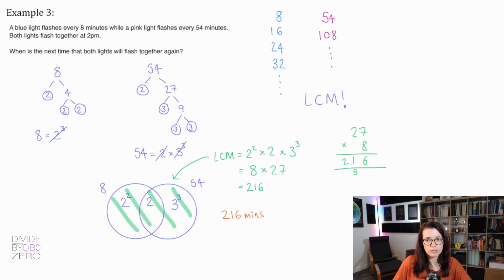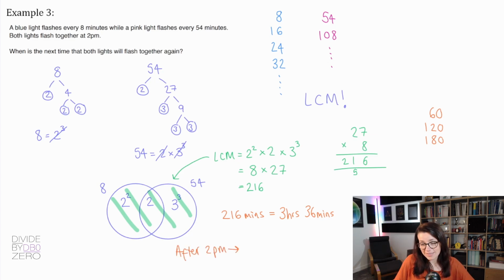However, the question wants to know the exact time after 2 p.m. that the lights will flash together again. So let's put 216 minutes into hours and minutes first. To do this, we can think about the fact that there are 60 minutes in an hour. So 60 for 1 hour, 120 for 2 hours, 180 for 3 hours. So 216 will be 3 hours and then 36 minutes. Because you need another 36 minutes to get from 180 to 216.